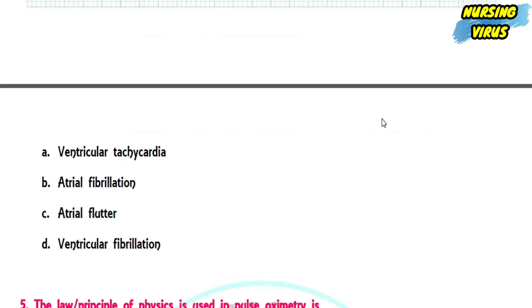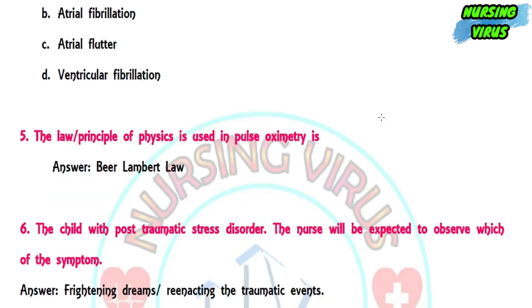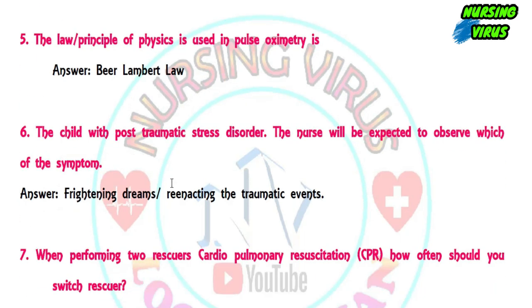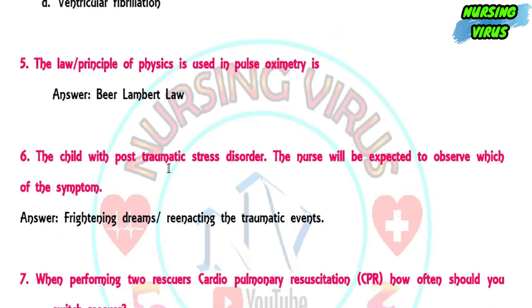So the next one, the law or principle of physics used in pulse oximetry is Beer-Lambert law. And sixth one, the child with post-traumatic stress disorder, the nurse will be expected to observe which of the following symptoms in the children. So the correct answer is frightening dreams and reenacting the traumatic events. The child will remember the past event repeatedly.